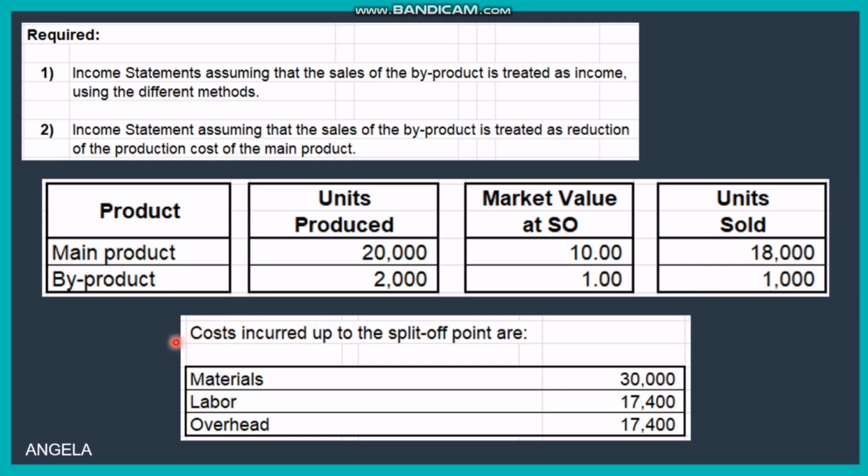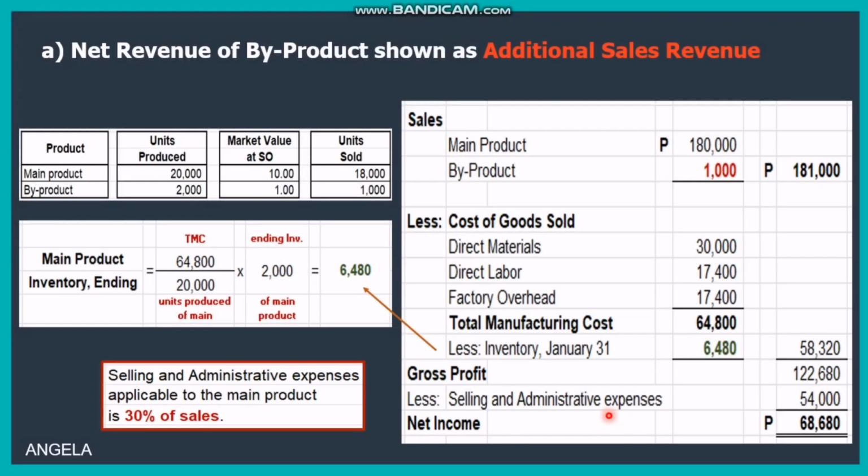So, ito po given din to, costs incurred up to the split off point, materials of 30,000 pesos, labor and overhead of 17,400 pesos. Let's proceed with the solution for number 1 muna. Ito po yung letter A. Net revenue of byproduct shown as additional sales revenue. So, ang mangyayari po, yung net revenue ng byproduct ay magpapakita as additional sales sa income statement.